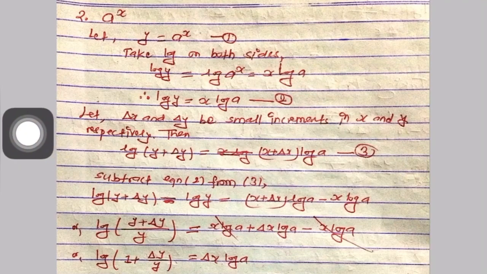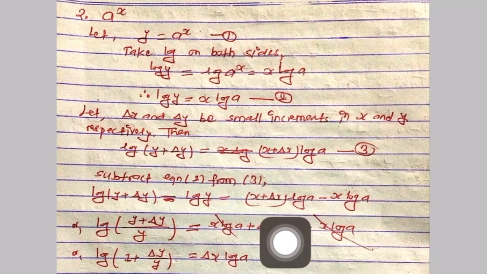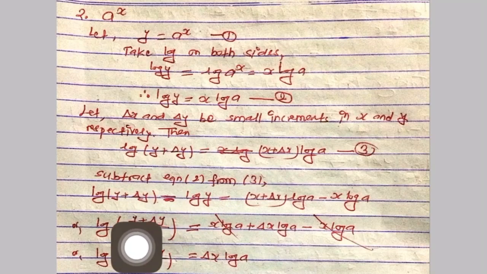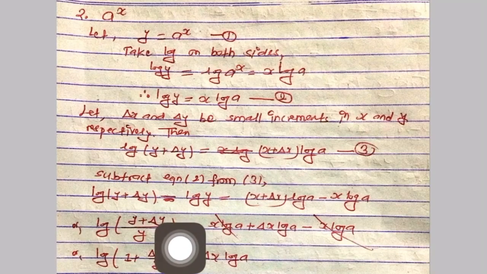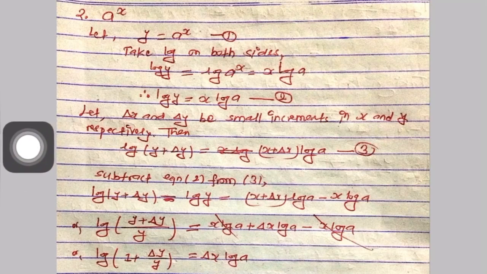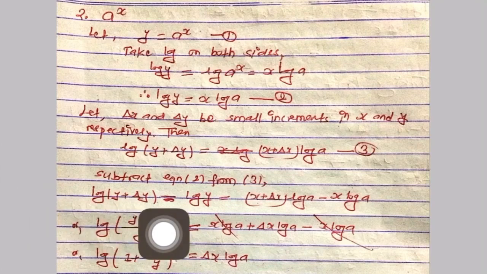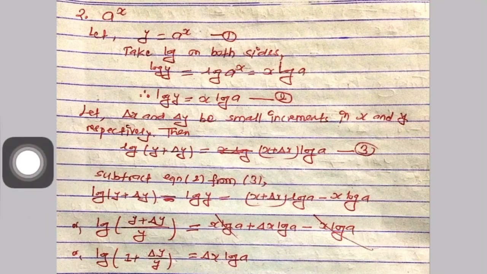Now subtract equation 2 from equation 3. We get log of (y plus del y) minus log y is equal to (x plus del x) log a minus x log a. After opening this bracket and using the properties of the log function, we have log of (y plus del y) by y is equal to x times log a plus del x times log a minus x log a, and x log a cancels out. So we have log of (1 plus del y by y) is equal to del x times log a.